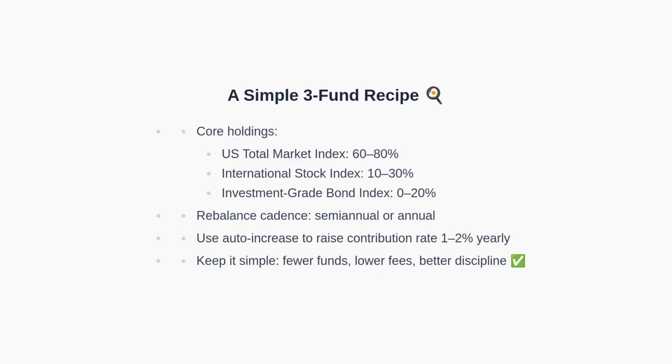Many investors succeed with a simple 3-fund approach. Use a total U.S. market index as your anchor, add an international stock index for global diversification, and include a bond index for stability. Set target percentages that fit your horizon and risk tolerance, then rebalance on a fixed schedule. Automate an annual contribution increase to gradually boost your savings rate. Simplicity supports consistency, which is the primary driver of long-term success.